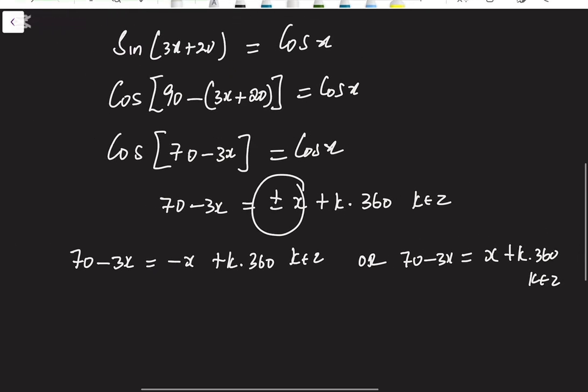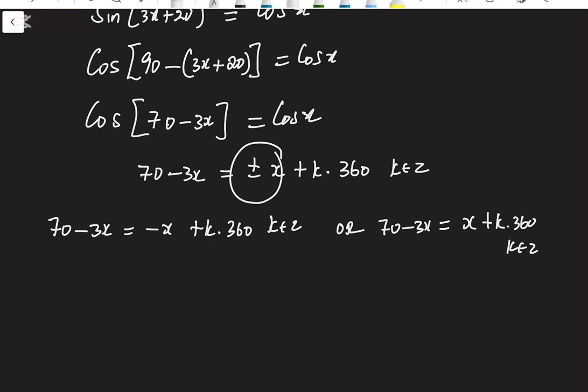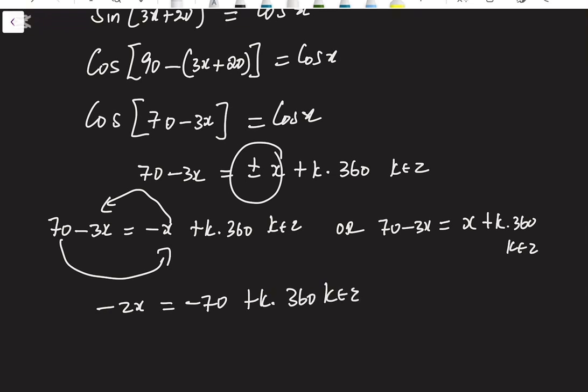Now, let's solve for x in each. So transpose this and transpose that. So we are going to have negative 2x, because negative 3x plus x, it will be negative 2x, is equal to, transpose a 70, it will be negative 70 plus k multiplied by 360. K belongs to all integers. Divide everything by negative 2. So we are going to have x is equal to 35. Do not tamper with this sign. You can leave it as positive. And then plus k multiplied by 360 divided by 2. It is 180. K belongs to all integers.